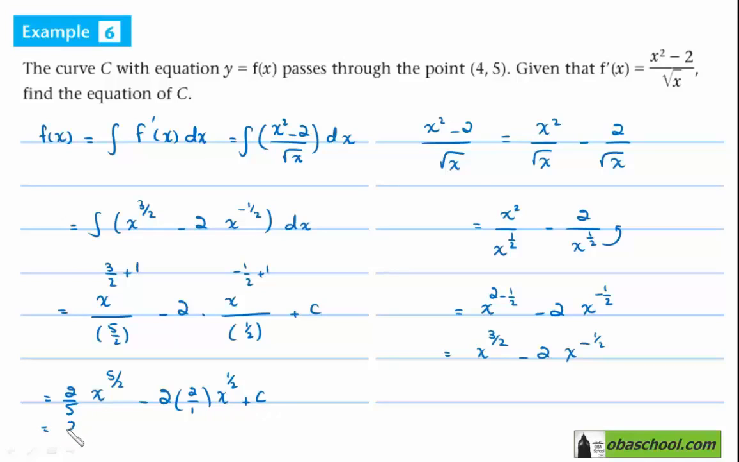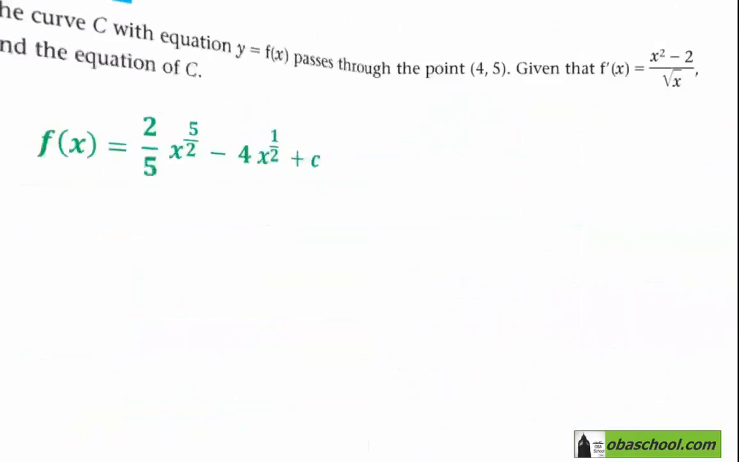Now this is equal to 2 over 5 multiplied by x to the power 5 over 2, minus 2 multiplied by 2 is minus 4 multiplied by x to the power half, plus the constant c. This is then f of x or y. After we integrated f prime of x, we found f of x. As you observe, we used the methods or the strategies we learned in section 8.4.